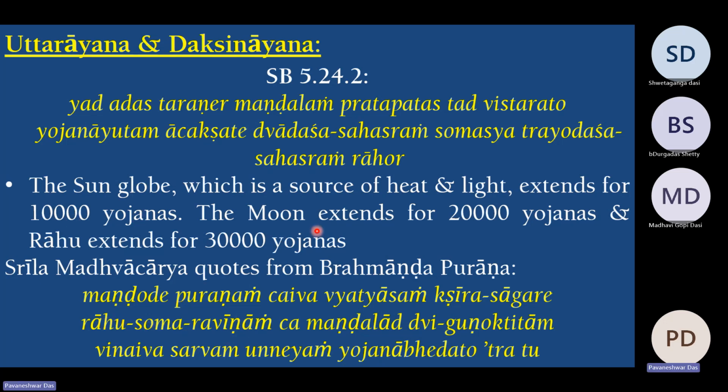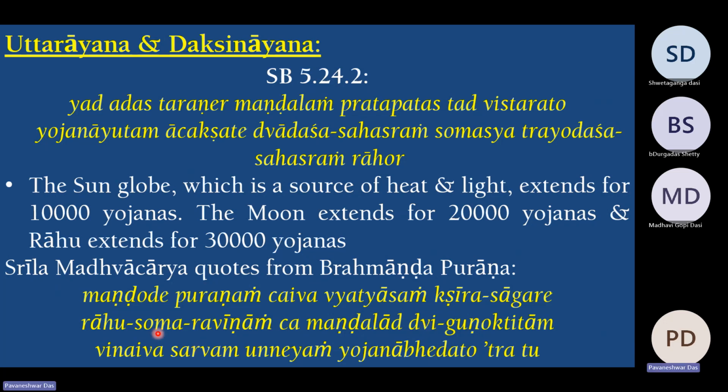The Sun is 10,000, so Soma should be taken as 20,000. And if Soma is 20,000, Rahu should be taken as 40,000, two times that. But 40,000 and 30,000 are more or less bigger numbers compared to 10 and 20, so it is considered like that. The first change was that the milk ocean and curd ocean should be interchanged.